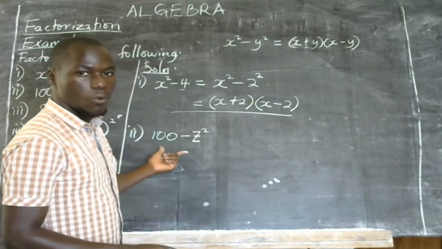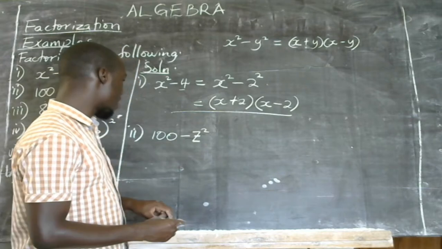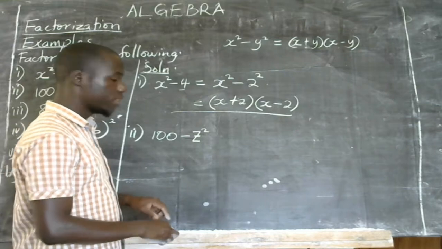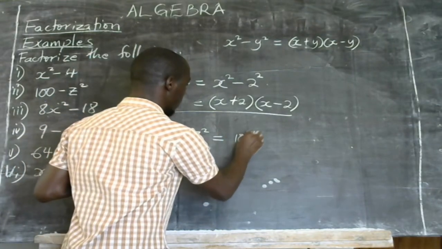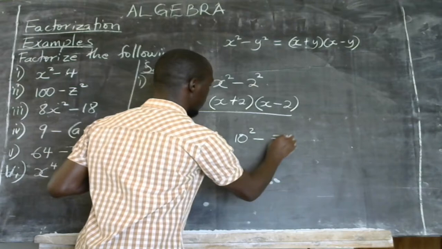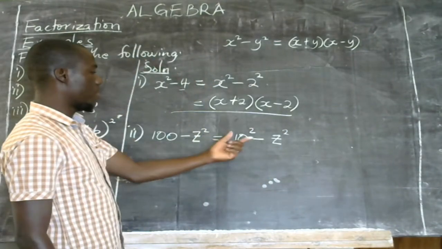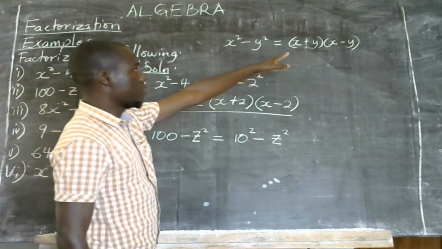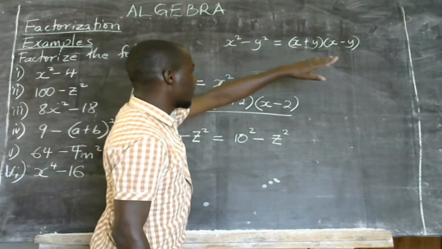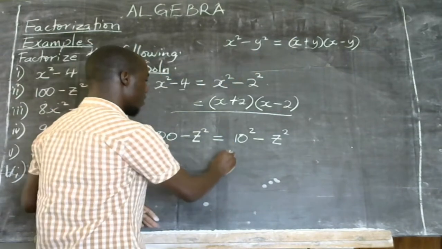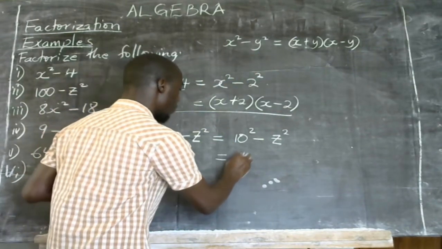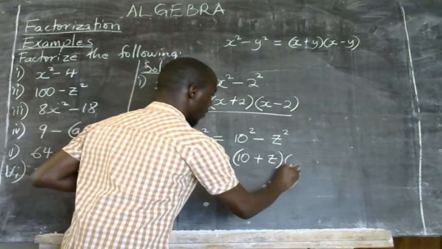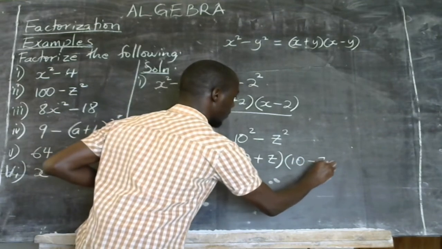Roman 2, 100 minus z squared. This 100, to express it in index form, is the same as 10 squared, then minus the z squared. Now I'm having a difference of 2 squares. Now I can write the right hand side of that equation. So this becomes 10 plus z into 10 minus z.